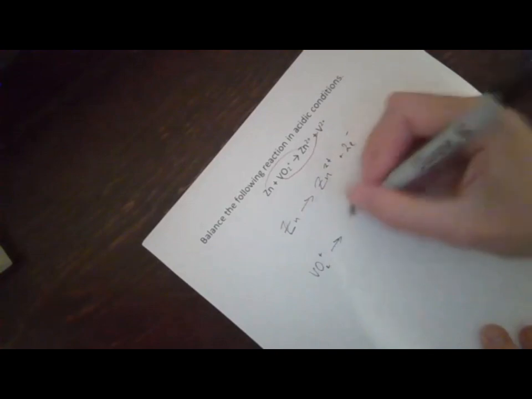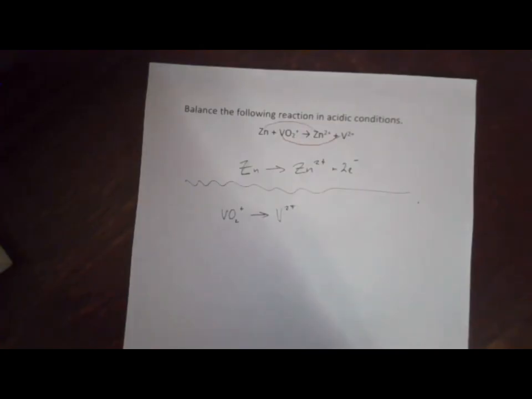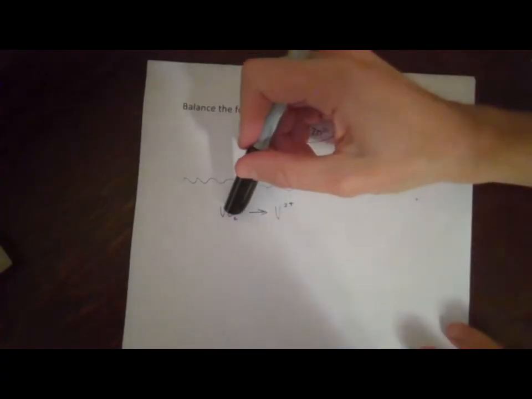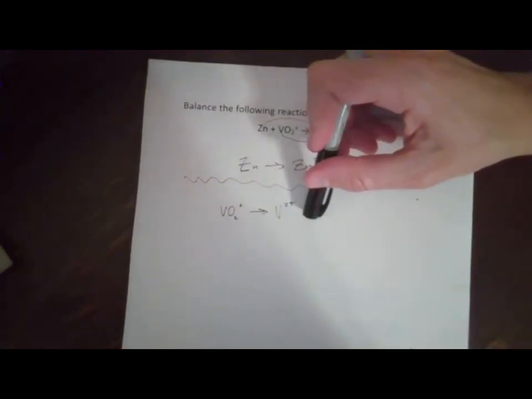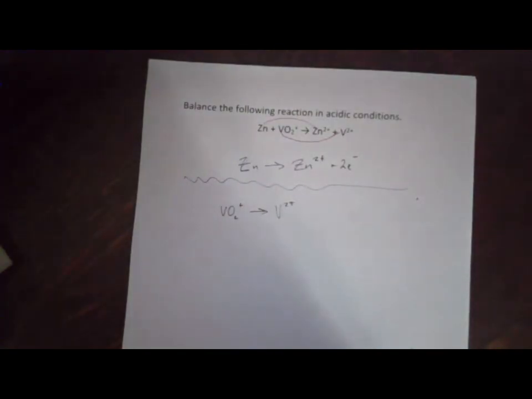Then my other one is more complicated. I've got the VO2+ becoming V2+. We always start by balancing atom types. If I'm balancing atom types, I can see that my V's are okay. I have one V on the reactant side, in the VO2 molecule, and I have a V on the product side just by itself. Those are balanced. I've got 2 oxygens on this side, 0 oxygens over here. So how I balance oxygen atoms is I add water molecules.